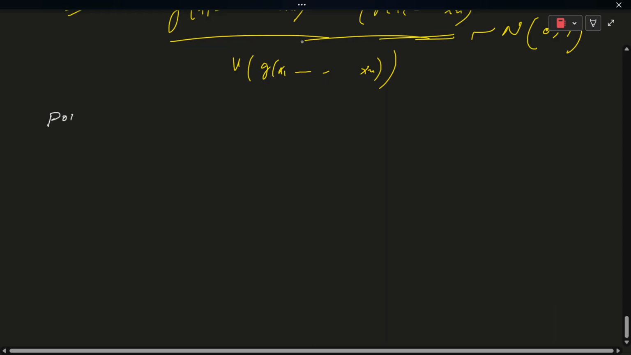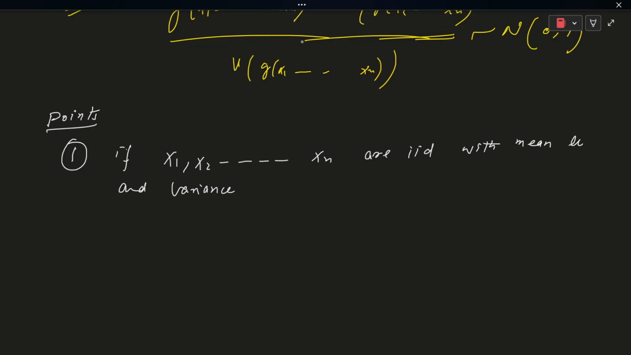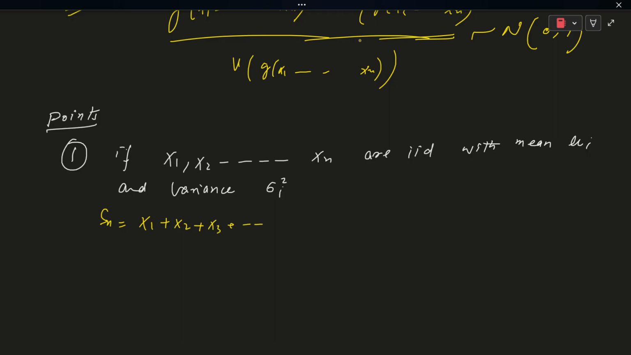So points to remember: if X1, X2 up to Xn are IID with mean mu and variance sigma square, then Sn is equal to X1 plus X2 plus X3 up to Xn.